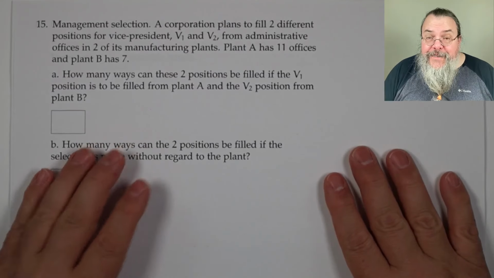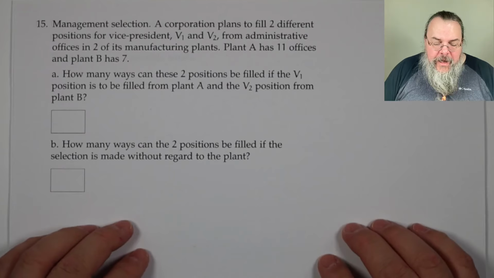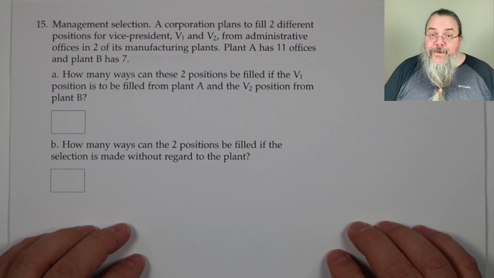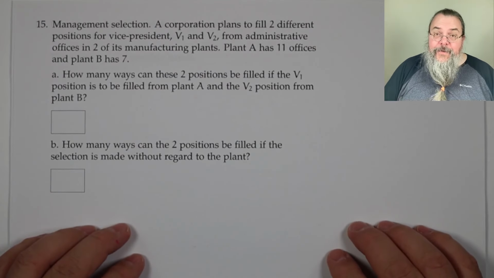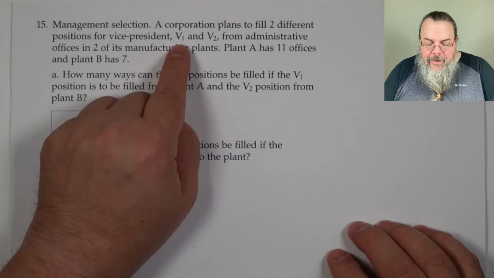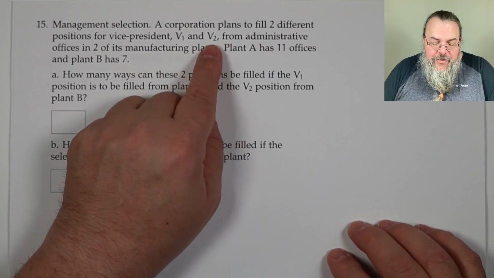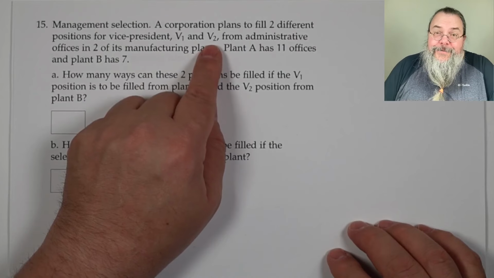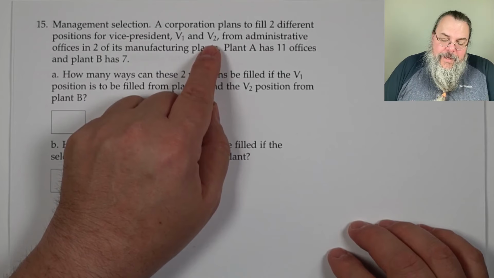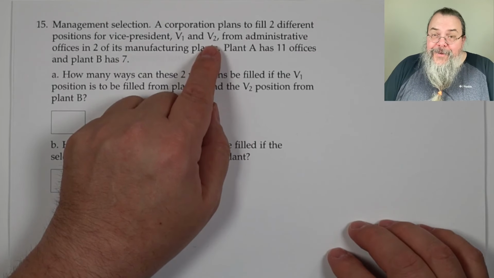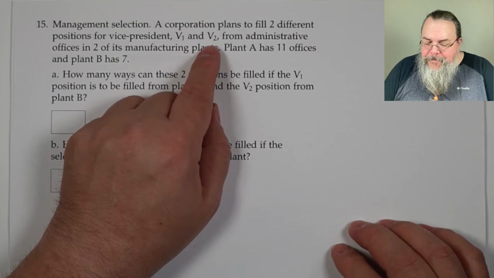Okay. Oh, management selection. That's exciting. A corporation plans to fill 2 different positions for vice president. We have vice president 1, not very creatively named V1, and vice president 2, not creatively called V2. Maybe if we had 8 of them, we'd have a V8. But no, we're stopping there.